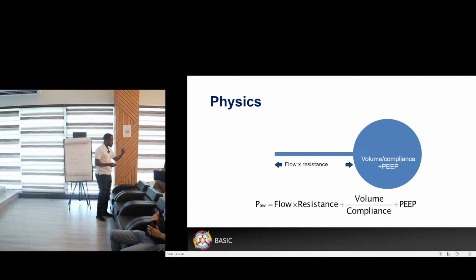So in one part, you have increased the flow, you have increased the pressure on the resistive component, and you have increased the total pressure. And then, if you have increased the resistance, how will you increase the resistance?